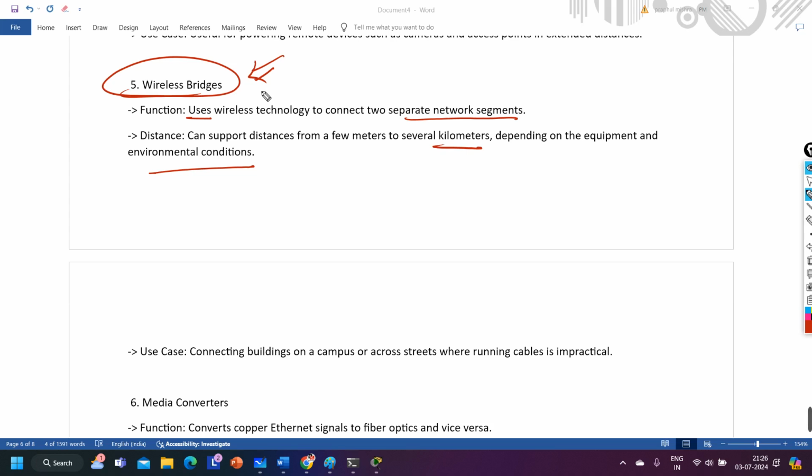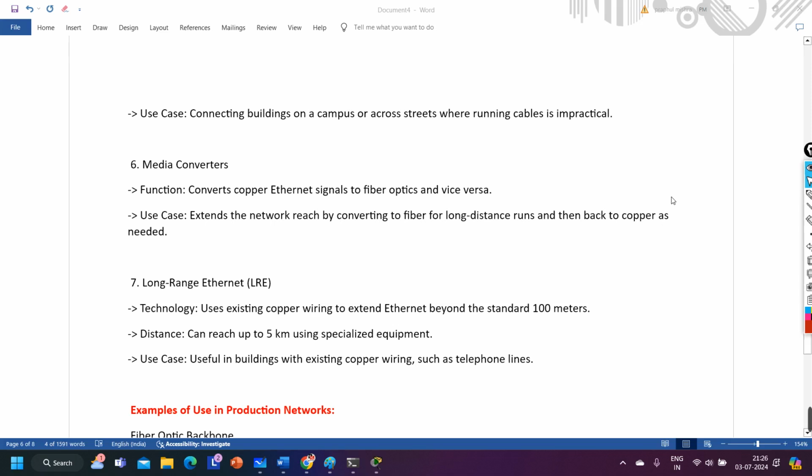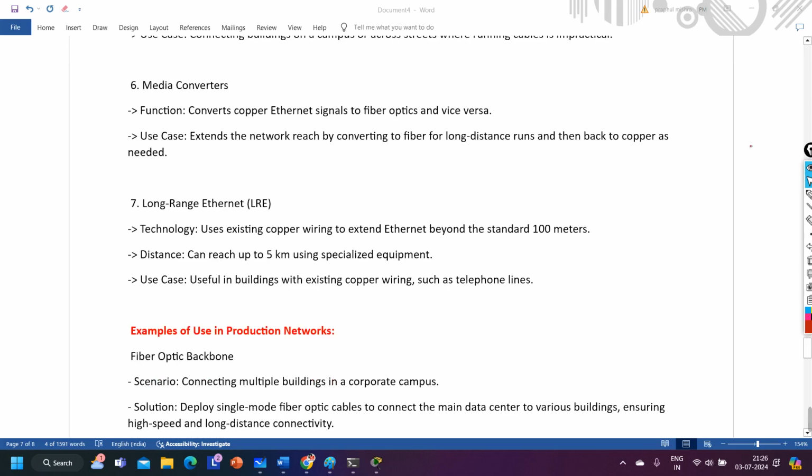So I have one Ethernet cable, and another technology that I can use, a repeater or switch also, right, to extend the LAN, local area network. Then, guys, I have optical fiber, which is best if the distance is more than 100 meters. Then I have a wireless bridge to connect two segments together wirelessly. So for connecting two buildings on a campus across streets, where running cable is impractical, you can use this device also.